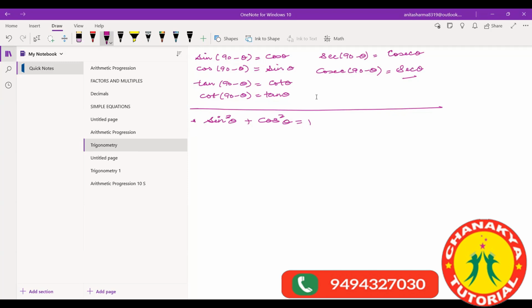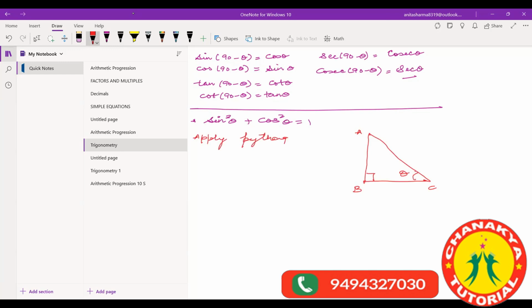Okay, now you can also prove this identity. How? See, take a right angle triangle. Draw a right angle triangle. We can prove sine square theta plus cos square theta is equal to 1. So now let this angle be theta, and let the triangle be A, B, C. Now children, apply Pythagoras theorem.